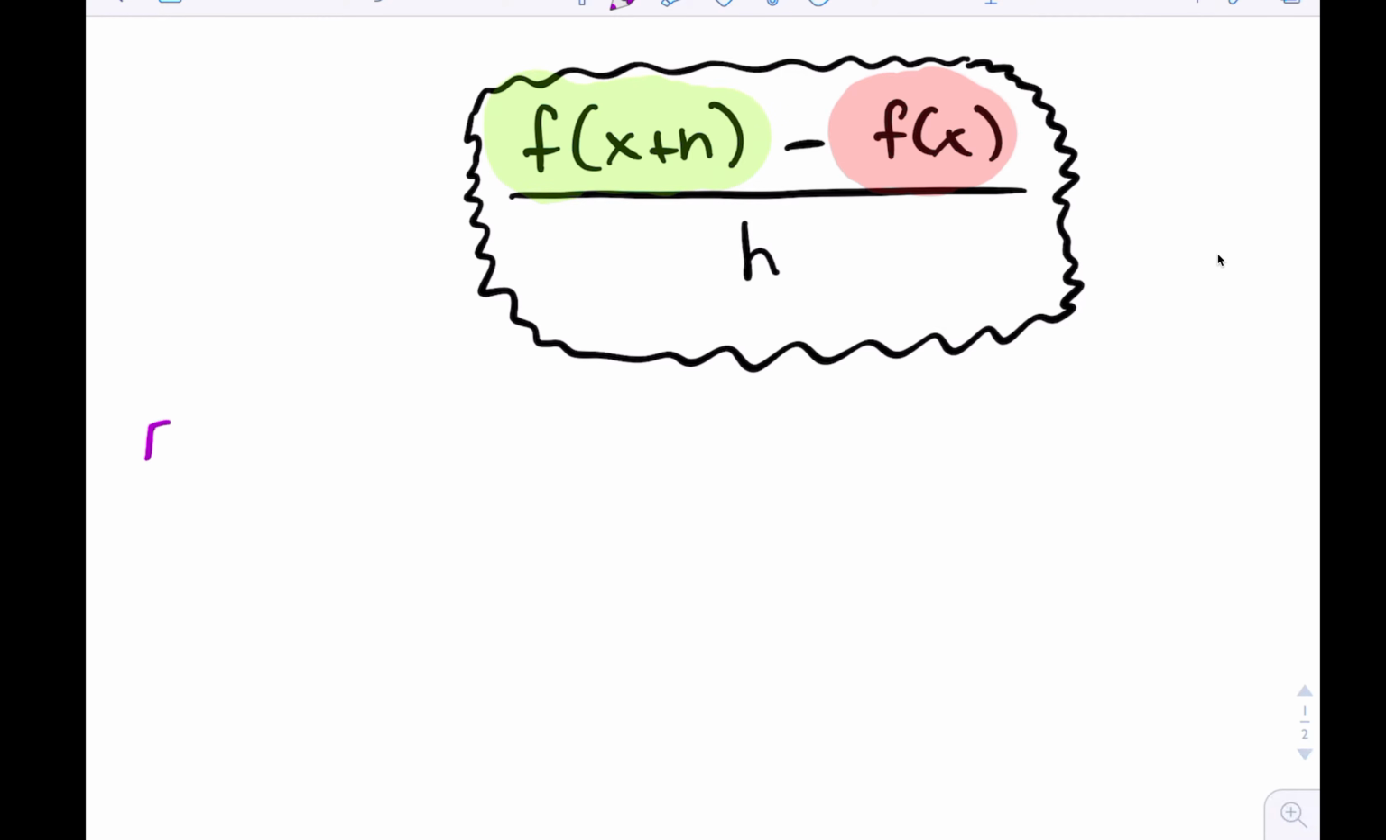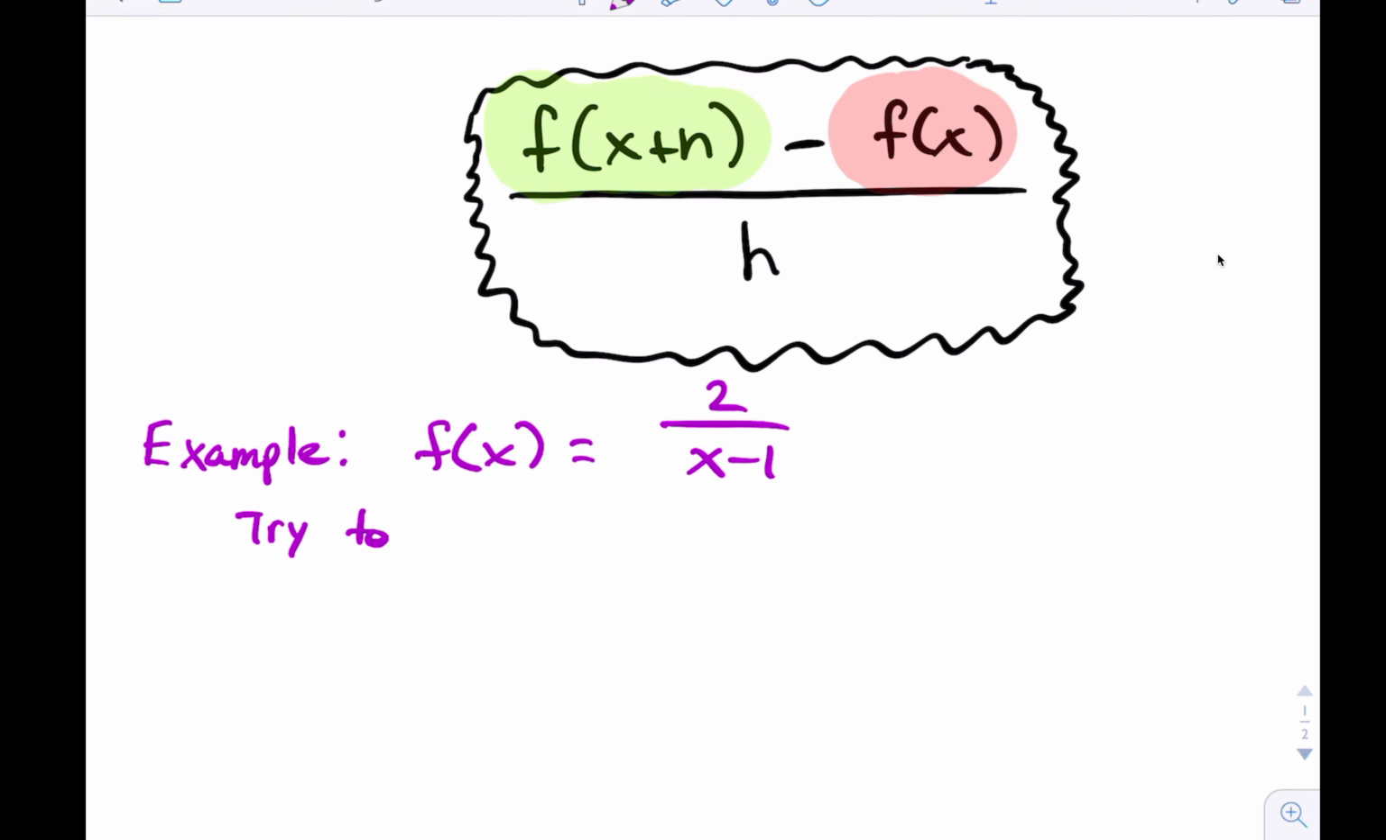Now I have another example, a little bit different function. I have a rational function now. So f of x is now 2 divided by x minus 1. Again, we talked about in the first chapter the different algebra techniques that we might have to use this year. Getting rid of your complex fractions is going to be one that you'll have to use here. So try to eliminate the complex fraction.